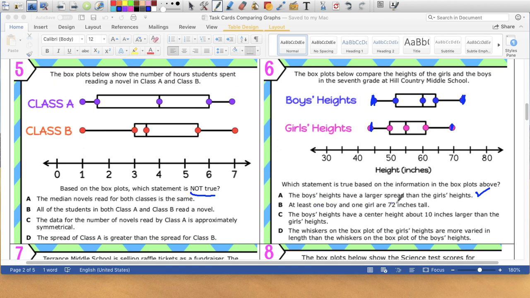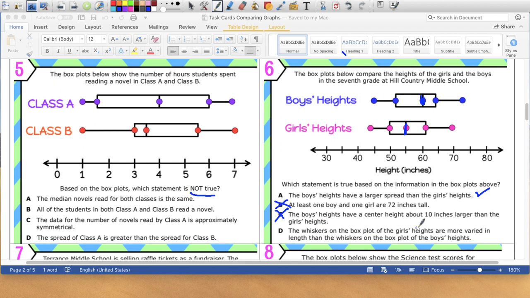B, at least one boy and one girl is 72 inches tall. Well, there's definitely one boy who's 72. Is there one girl who's 72, which is about here? No, so that's not true. The boys' height have a center height that is 10 inches larger. So what's the boys' median here? The center is 60. What is the girl's median? It's 55. Is that 10 more or just 5 more? It's 5 more, so that's not true.